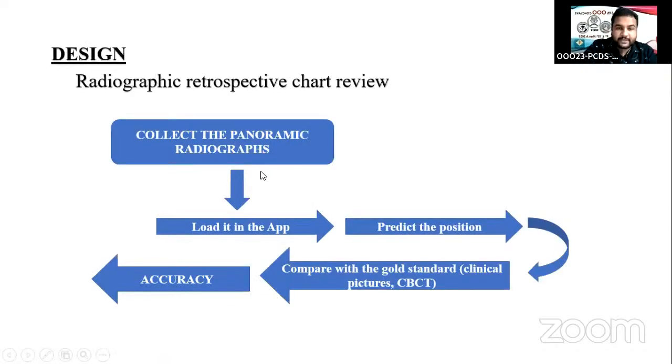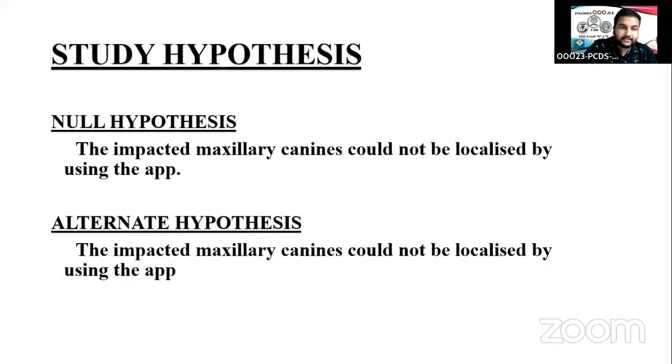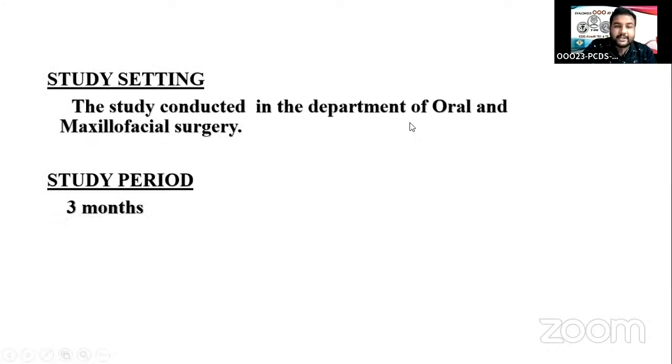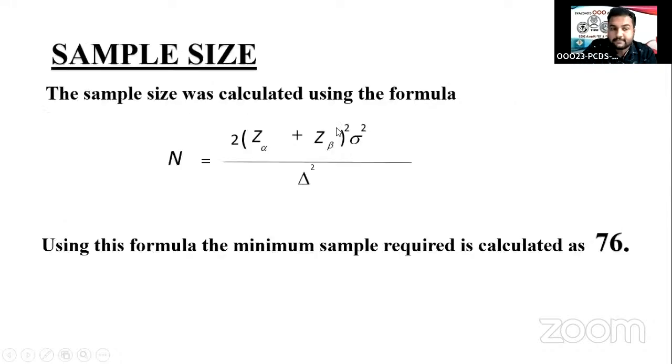So we collected the panoramic radiographs, loaded them in the app, and predicted the position. Then it was compared with the gold standard, which is clinical pictures and CBCT, and the accuracy was evaluated. Our null hypothesis was that the impacted maxillary canines could not be localized using the app. The study was conducted in our Department of Oral and Maxillofacial Surgery for a period of 3 months.